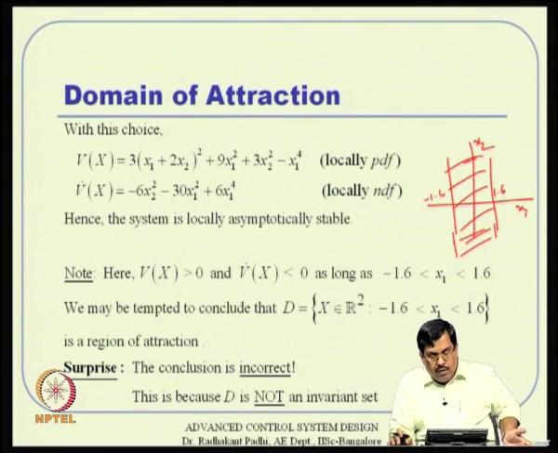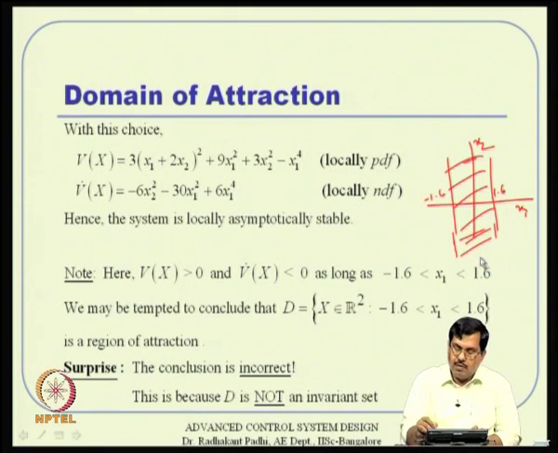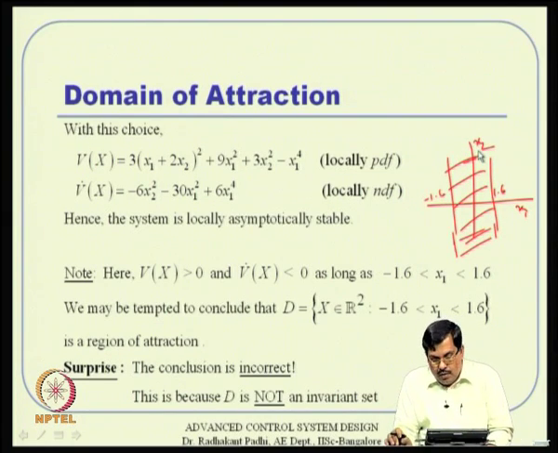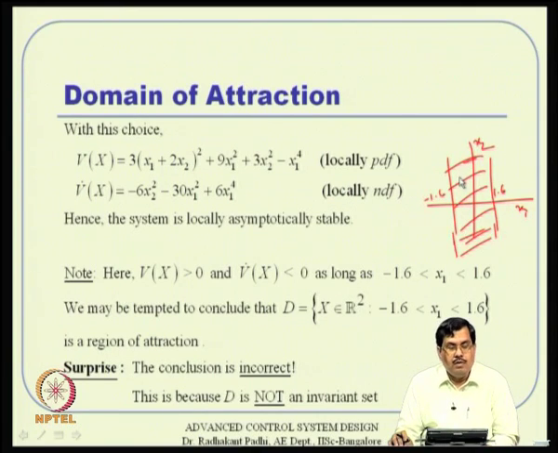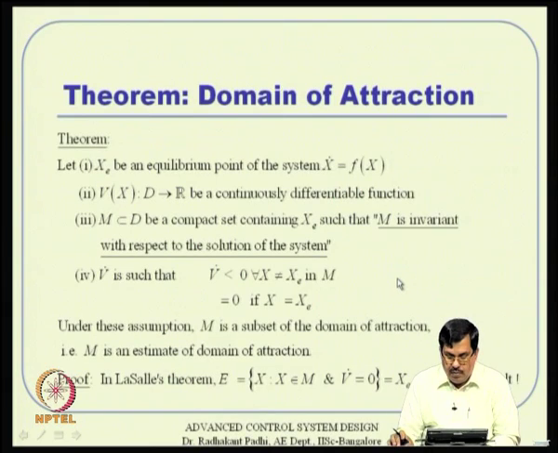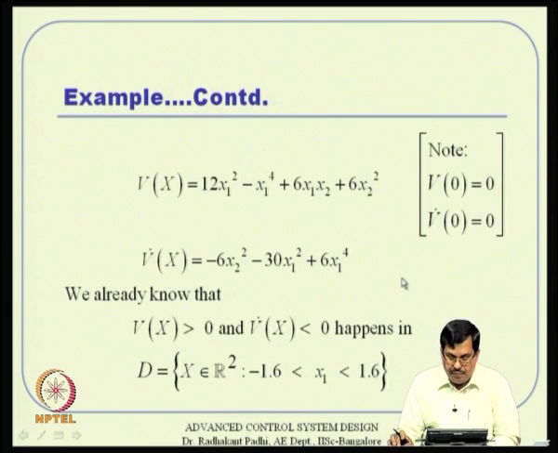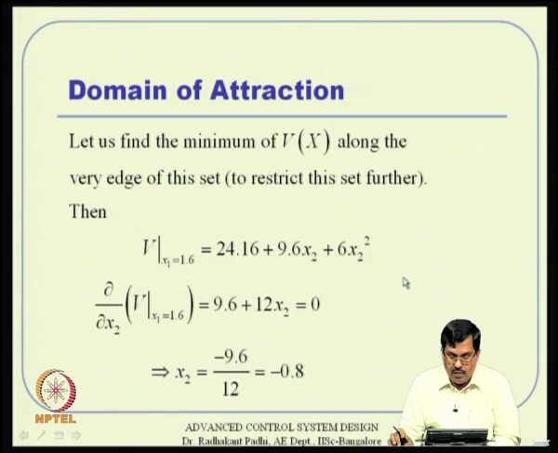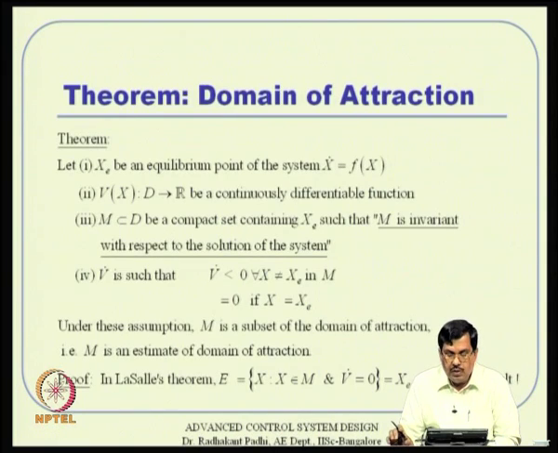Why is it incorrect? Because this domain D that you have defined here, this infinite stripe, is not an invariant set. That means if you start with any point here, you may not remain within this region; the trajectory may go away from that region. And we will see that there are local minimums and things like that there. All right, we will see that.